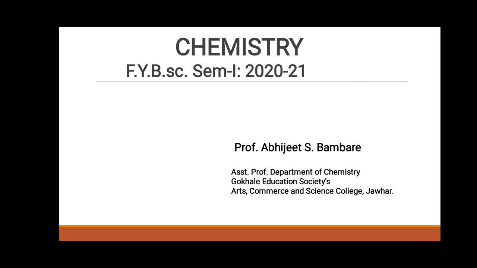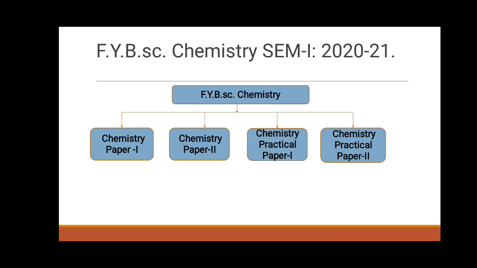Today, we are going to discuss the overview of paper 1, unit second, that is atomic structure and periodic table and periodicity. Let's move. So student, in FYBSc class, in the chemistry subject, there are two papers, chemistry paper 1 and chemistry paper 2, each paper having 3 units.